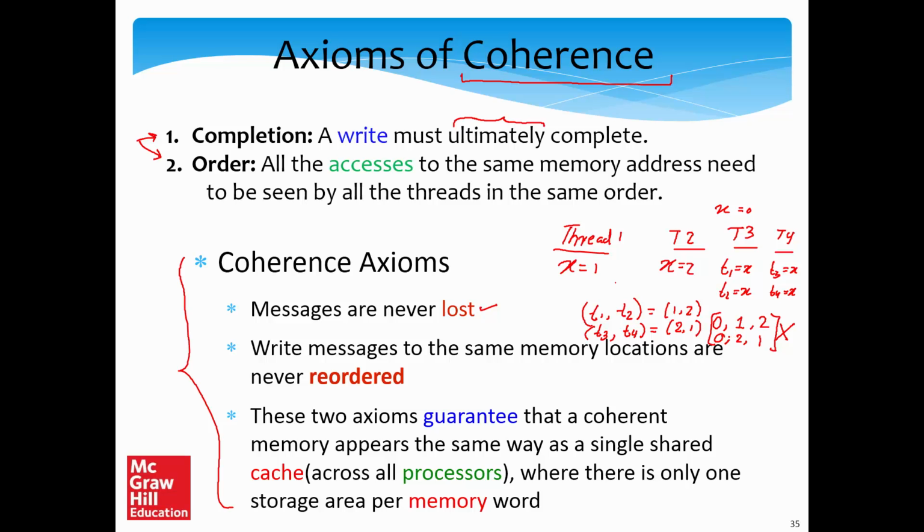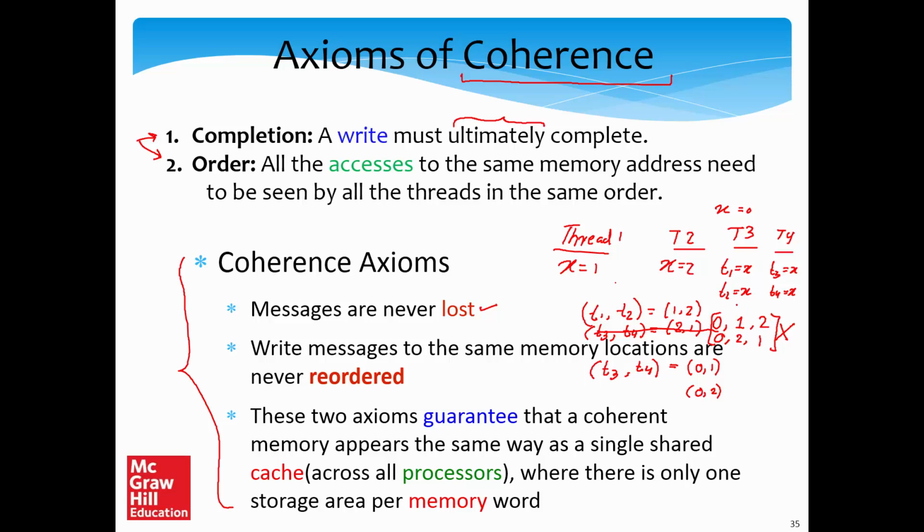This violates coherence. Of course, T3 and T4 can, however, see the order to be 0 and 1. So that is perfectly possible. Maybe this executed way back. So this would see x to be 0 and this can see x to be 1, or it's perfectly possible that you see 0 and 2. So many of these things are possible.